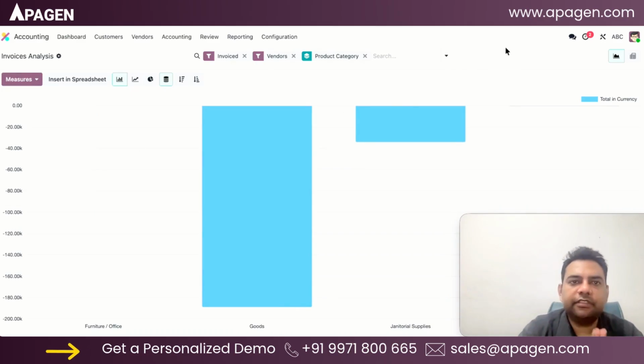In this way, the CFO gets a complete picture of what is happening with respect to billing, expenses and procurement, and they can very well match and take decisions about it.